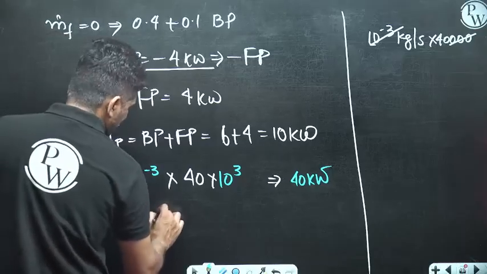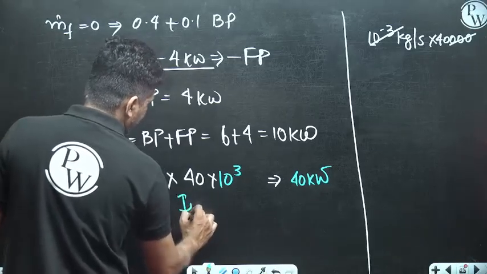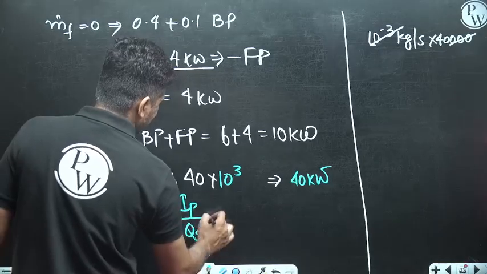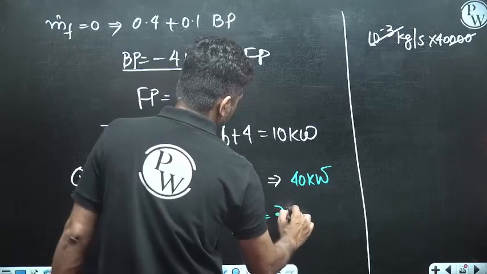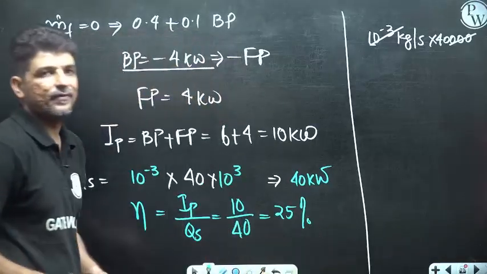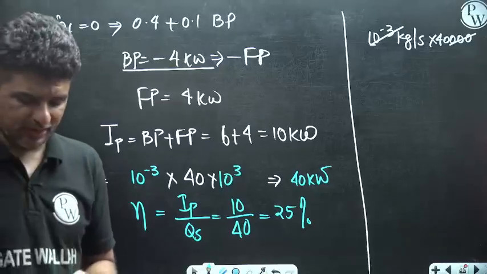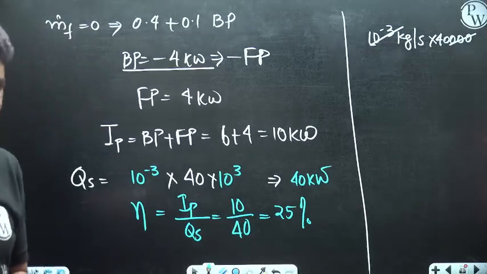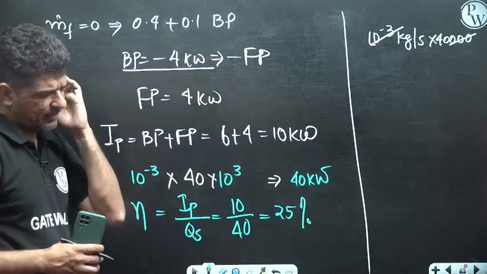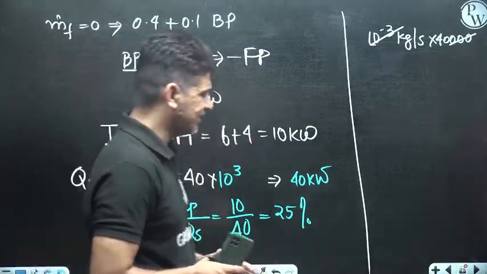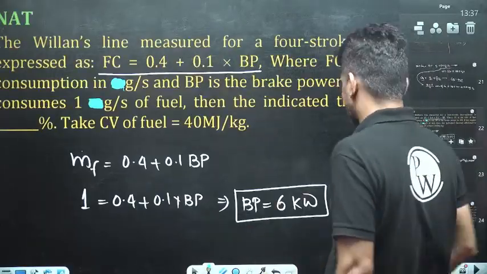So efficiency of the cycle could be written as the work developed or indicated power divided by the heat supplied, that is equal to 10 divided by 40, that is equal to 25%. Understood? So the efficiency will be equal to 25%. This was an easy question. The only thing is a slight correction, which I will get corrected in the DPP. So this is 1 gram per second only.